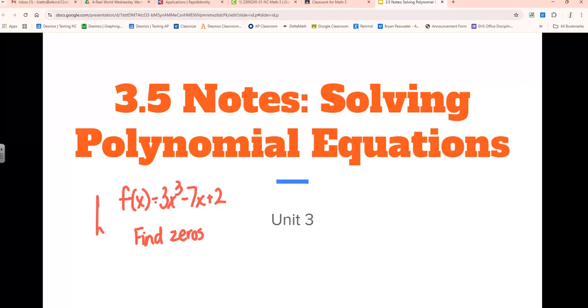What we're going to be looking at today is 3x to the third minus 7x plus 2 equals 0. Find solutions. Or sometimes they'll be called roots instead of solutions. The way that you do this is going to be very similar to what we've already been doing. It's just a little bit different as far as the setup goes.